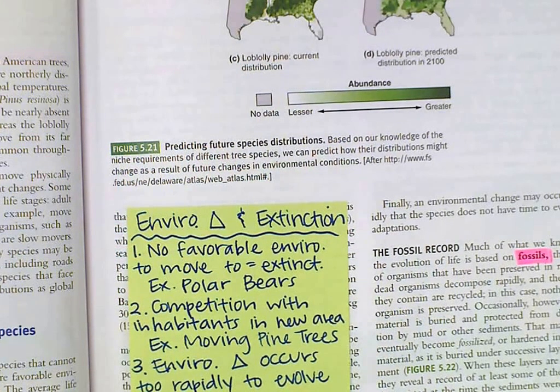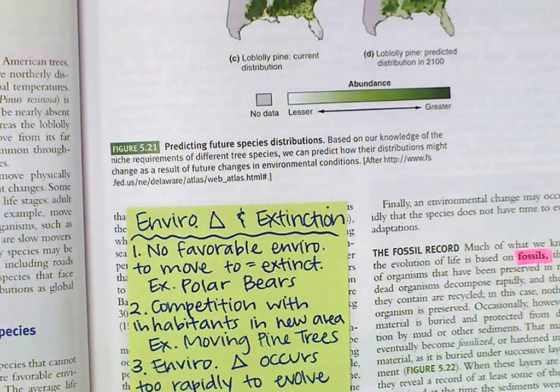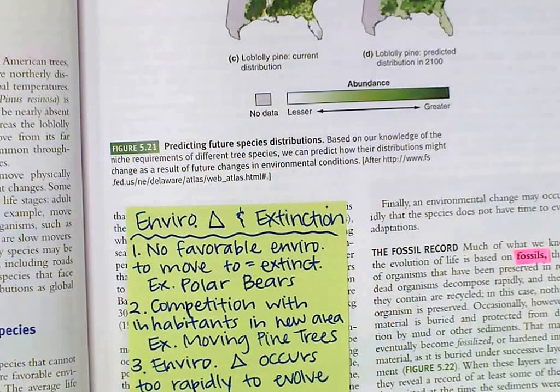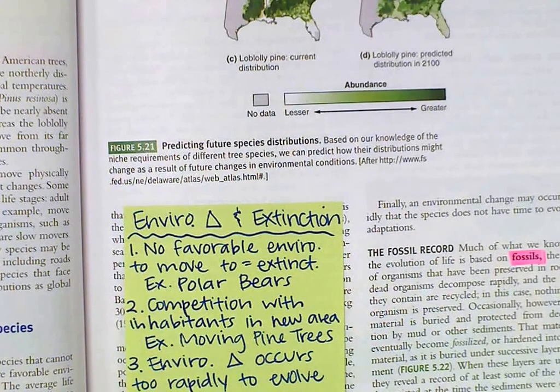And the last one is that environmental change occurs too rapidly to evolve, and that's what we think happened with the dinosaurs: something like an asteroid hit and they couldn't evolve fast enough to deal with the changes in the environment.